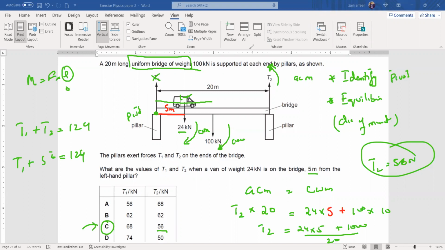Why did I ignore T1? Why did I not consider T1 in the calculation? Because the force is acting on the pivot. When the force acts on the pivot, the moment is force multiplied by the distance from the pivot. So T1 will have some force, but the distance from the pivot is 0. That's why the turning effect of T1 is 0. So whenever a force acts on the pivot, the turning effect is always 0, and we don't have to consider it.